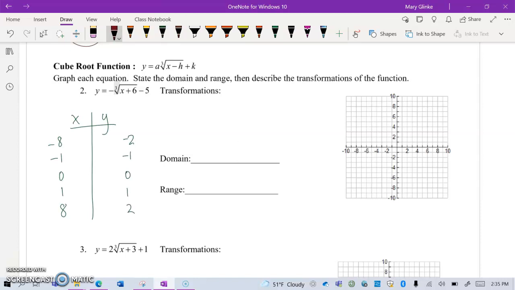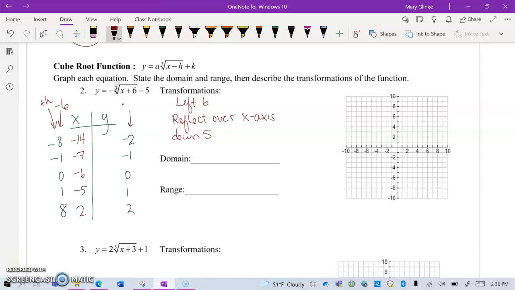For your transformations here, you're going to be moving left 6. You're going to reflect over your x-axis, and you're also going to move down 5. So the thing that deals with the x is the h value, so you're always going to add h. So h in this case is -6 to move left 6. So we get -14, -7, -6, -5, and 2.